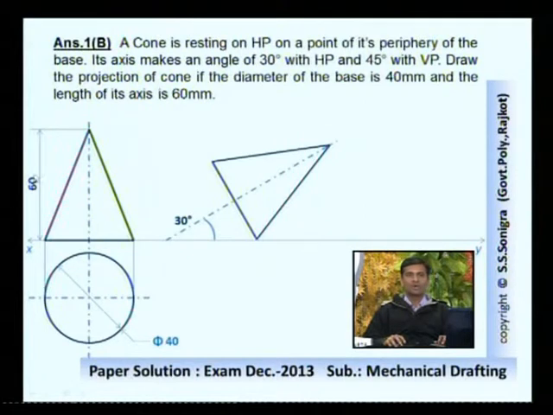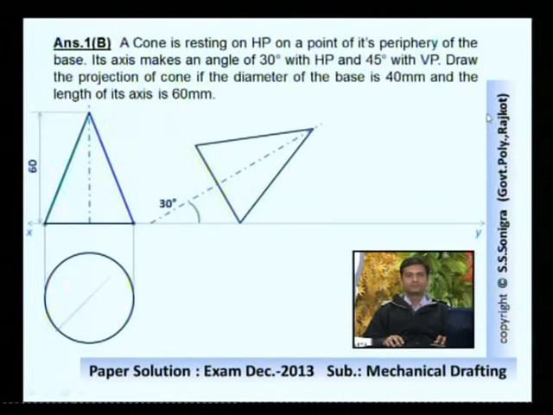After redrawing this front view at an angle of 30 degree, let me divide this circular cone into equal number of parts, say 8 equal parts like this. 1, 2, 3, 4. 4 into 2, that is 8. The line drawn at an angle of 45 degree is the equal division of this circle.